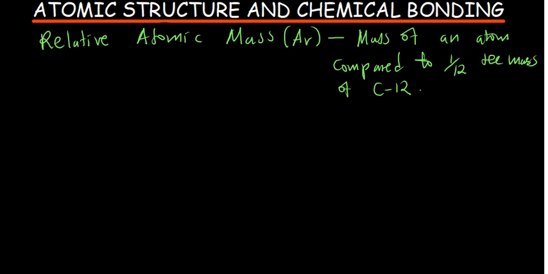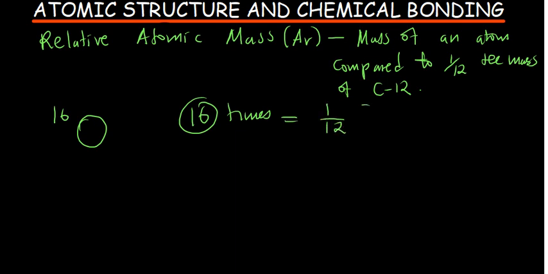For example, the relative atomic mass of oxygen is 16. So what does this mean if we say that the relative atomic mass of oxygen is 16? Meaning that oxygen has a mass 16 times heavier than 1 over 12 of the mass of carbon.